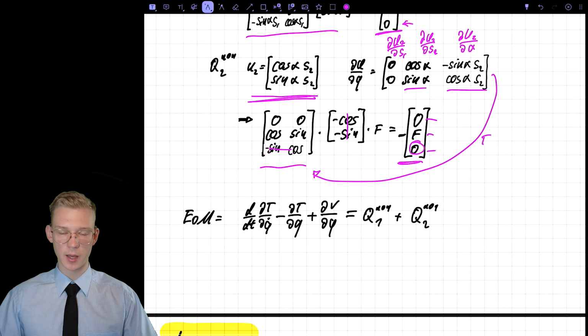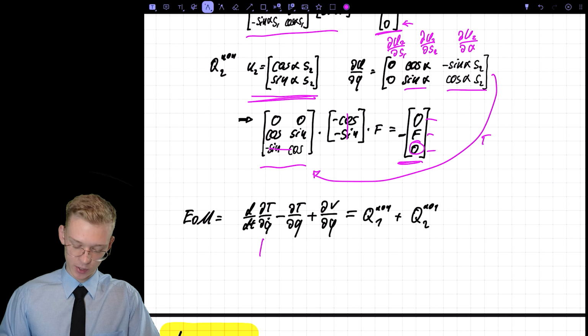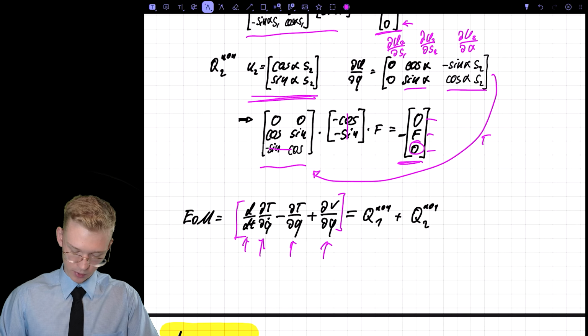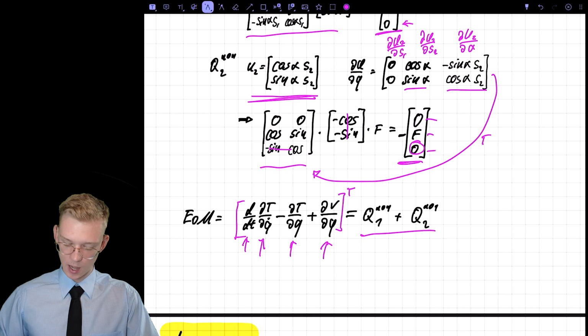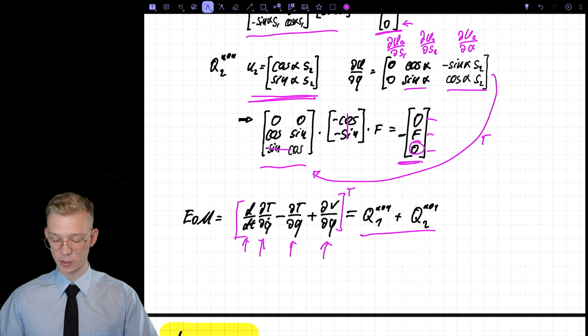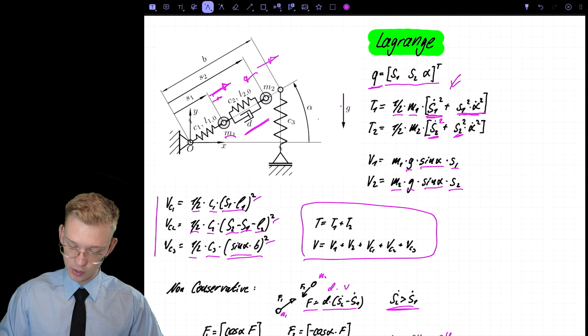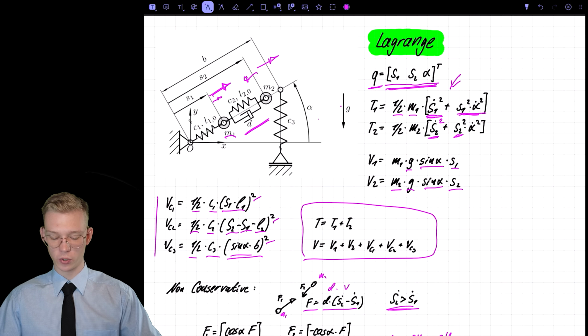And now we have to do just the thing that we did before, where we derive our kinetic energy with q dot and take the absolute time differential, minus the kinetic energy derived with our q's plus the potential energy derived with our q's. This has to be transposed, of course, and this will be equal to our non-conservative forces that are projected, and this is our equations of motion. So we will have 3 equations of motion because we have 3 generalized coordinates.